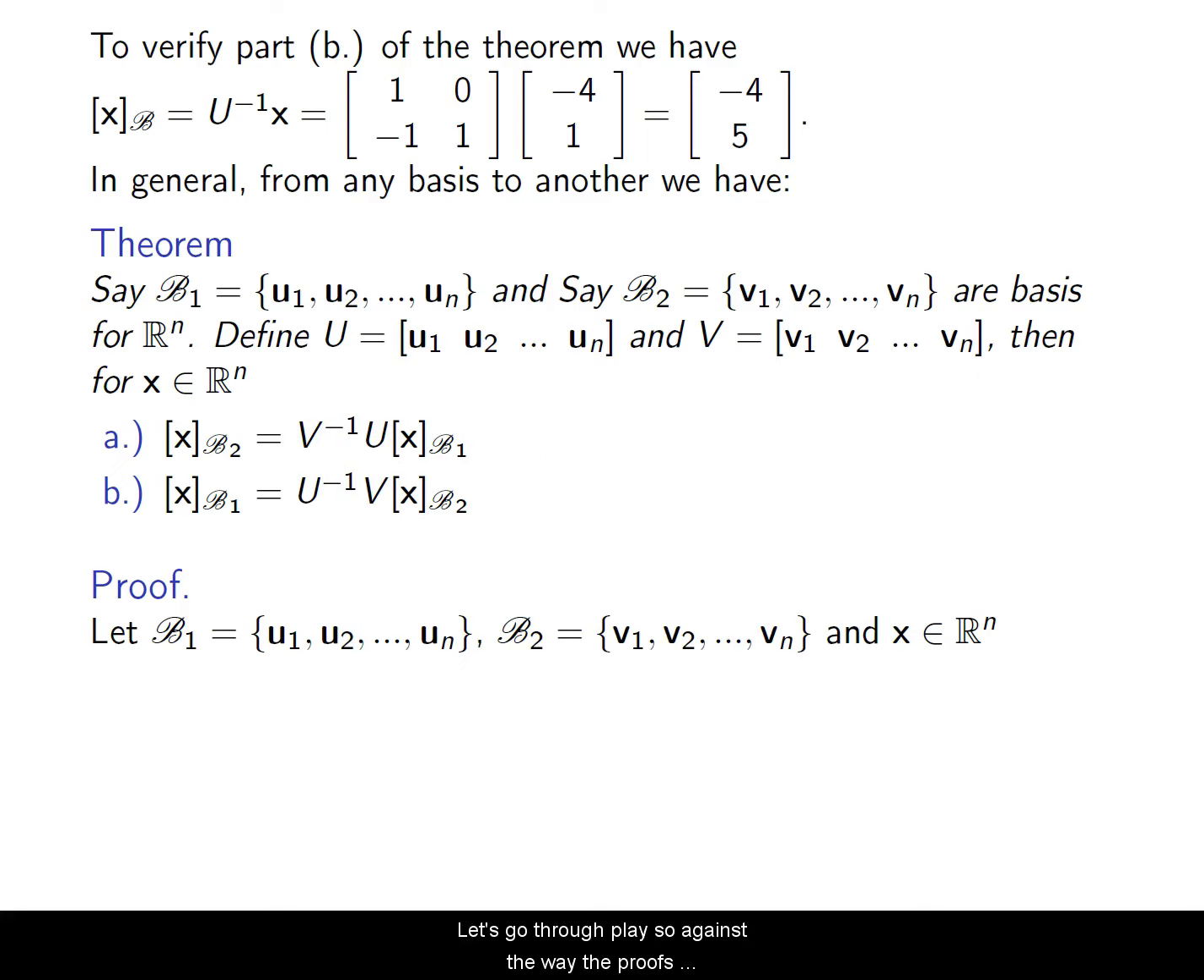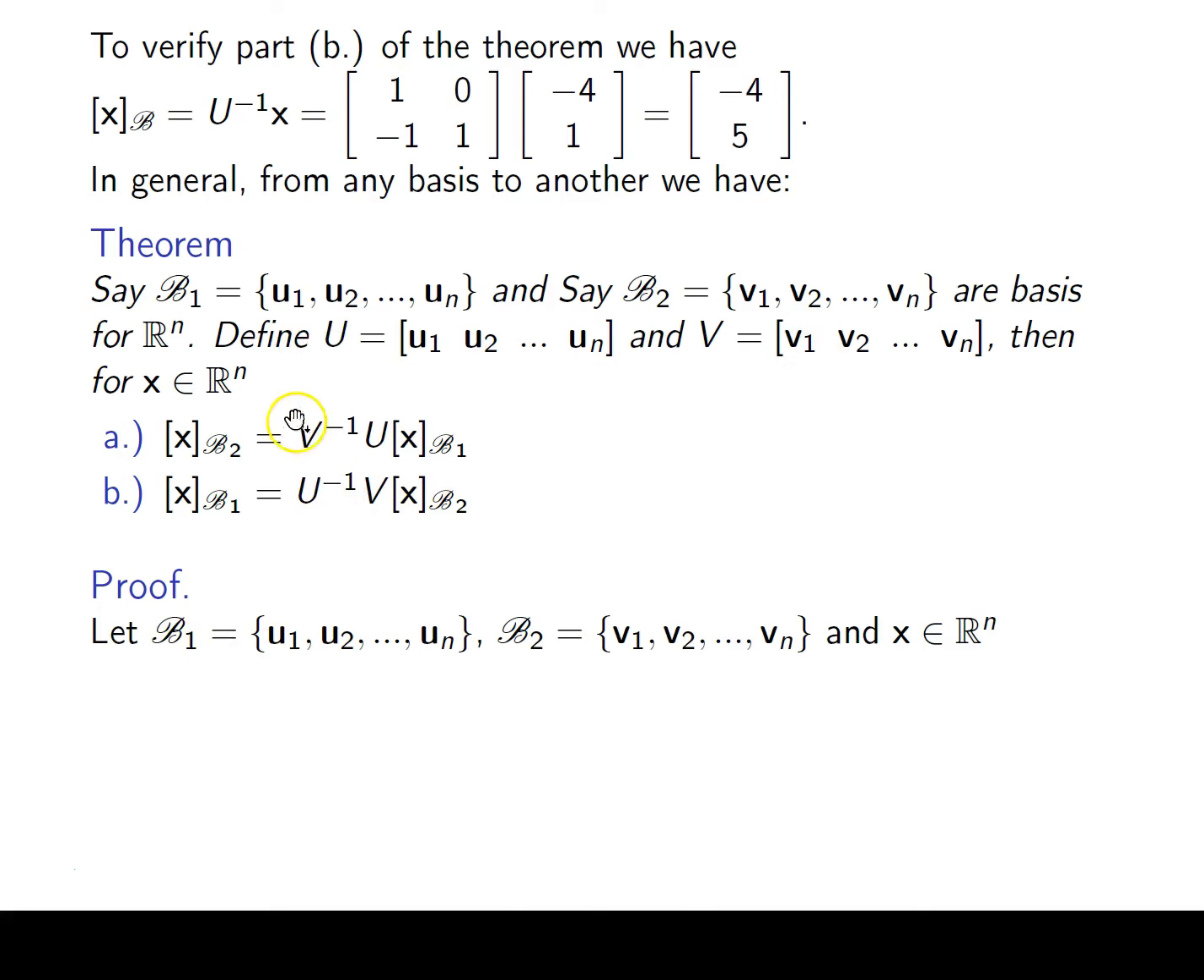So let's go through a proof of this. Okay. The way proofs work is we assume what's already been given to us. I know I have two bases and I have a vector, right? So say you have B1 and B2, which are bases, and you can define U and V out of those bases. Then for every x in here, we have this, right? What I'm doing is saying I have these things and I want to show A and B are true. So I have my two bases and my vector. The next thing I want to do is define what my matrices U and V are, because I'm going to need those, right?